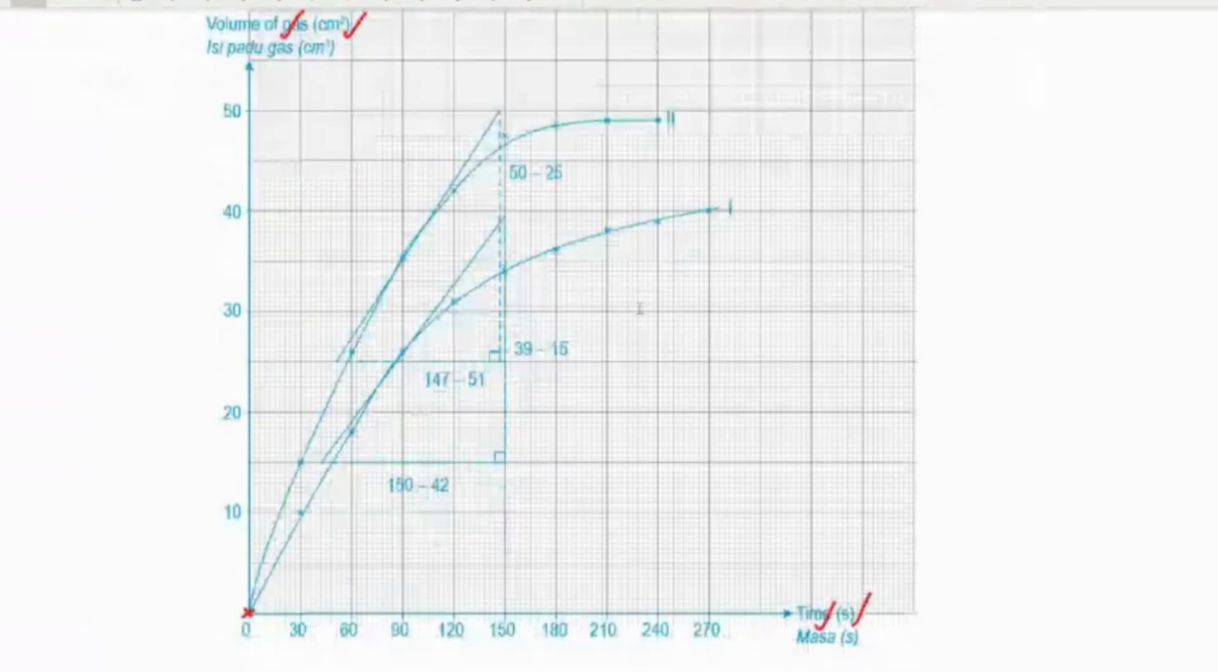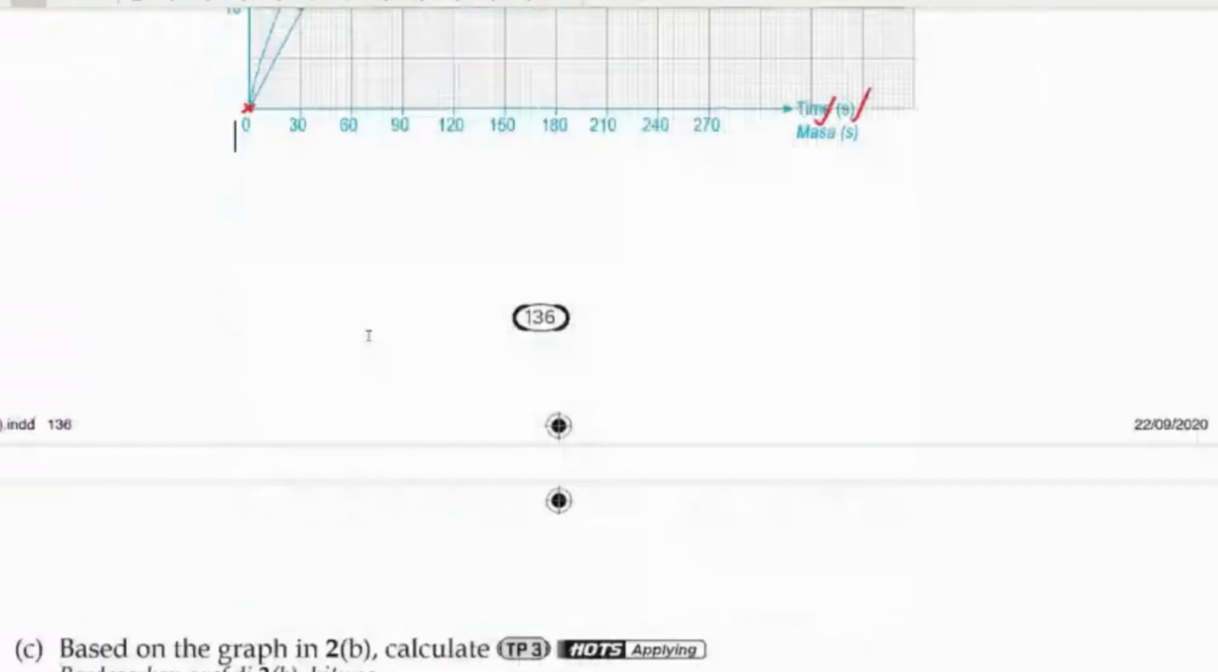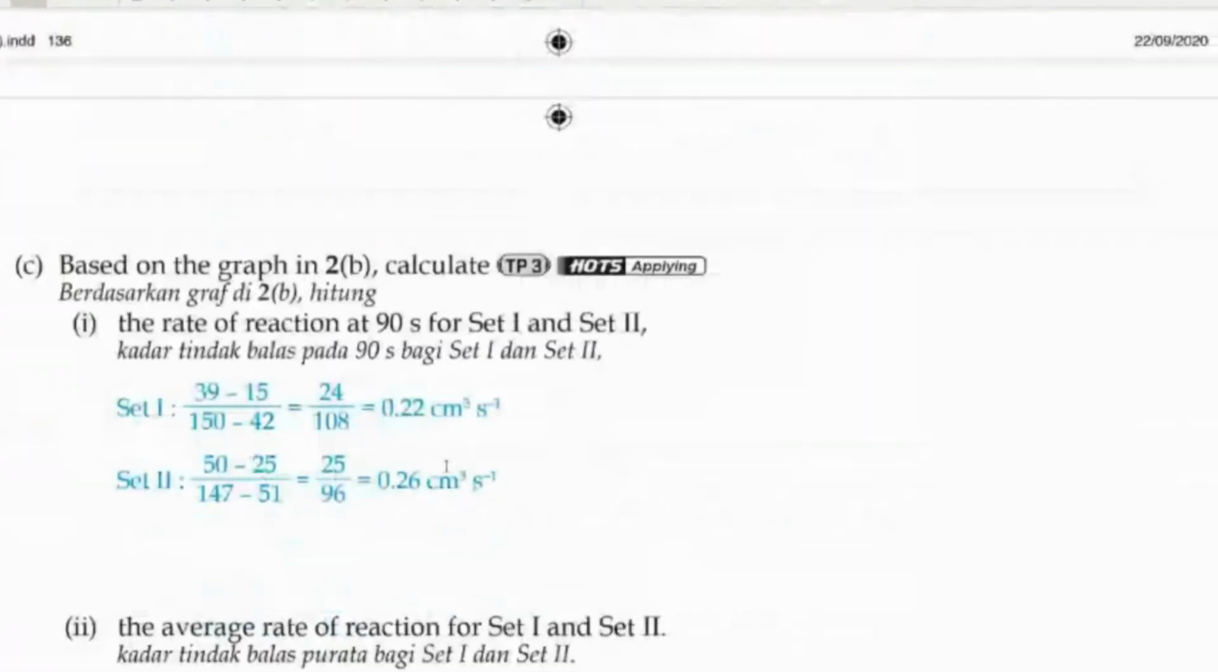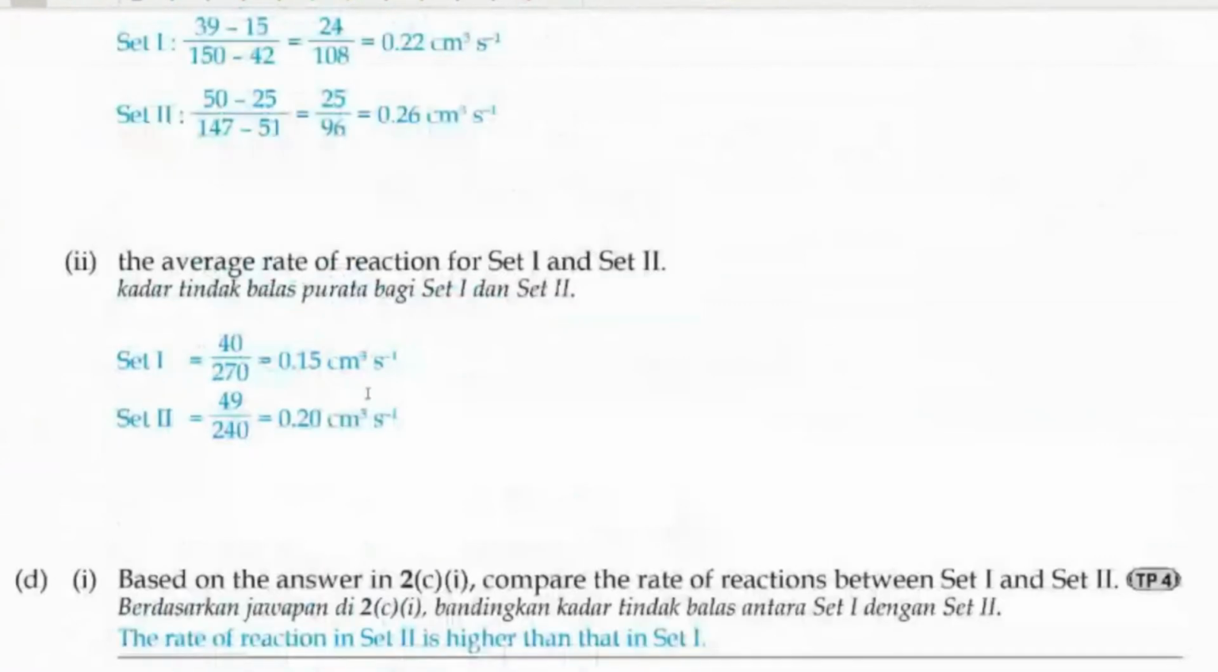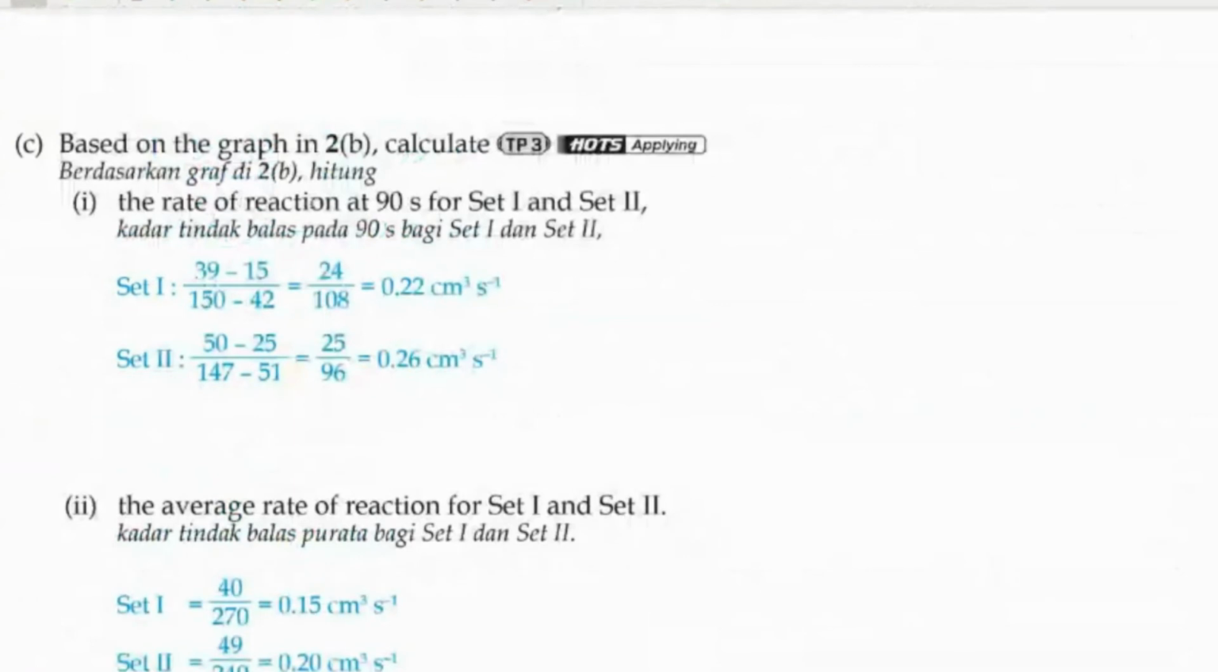For the rate of reaction at 90 seconds, I will let you try these two, Z1 and Z2, and we discuss again next week. Next week, the rate of reaction at 90 seconds, then the average rate of reaction for Z1 and Z2.